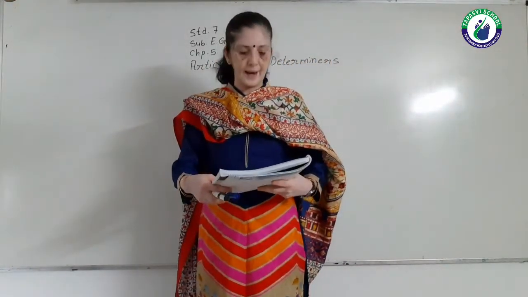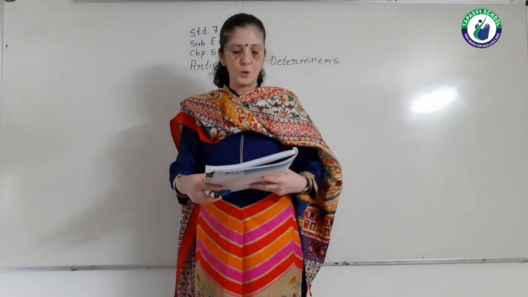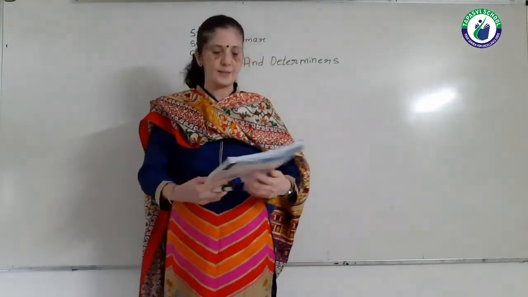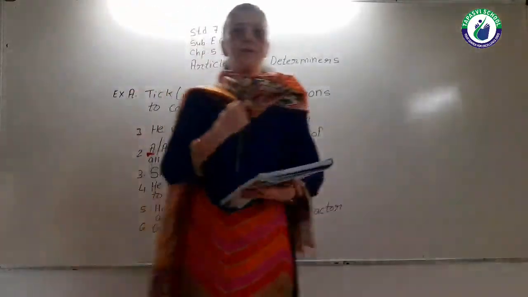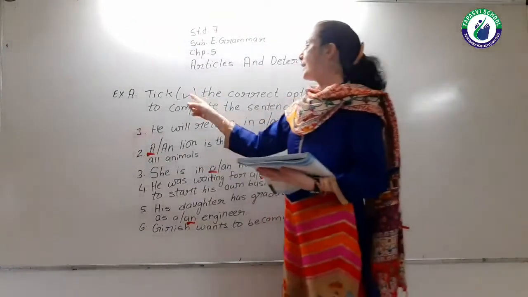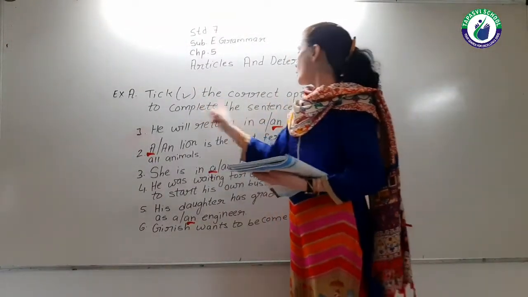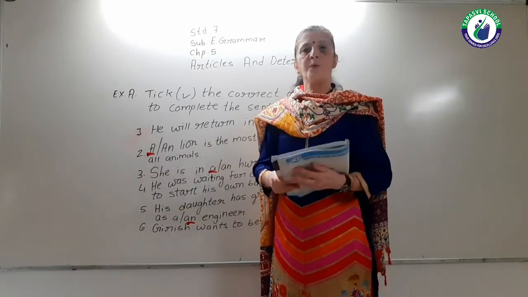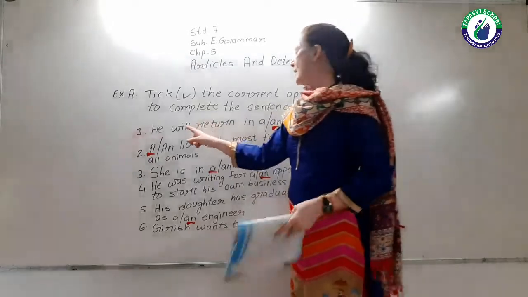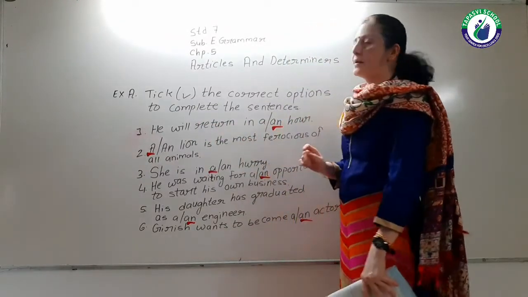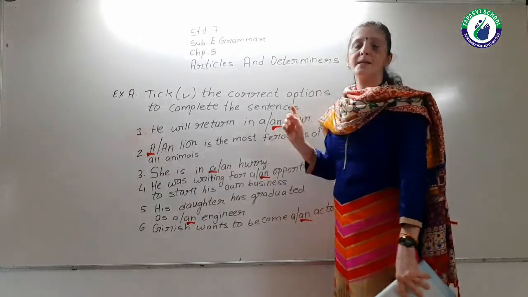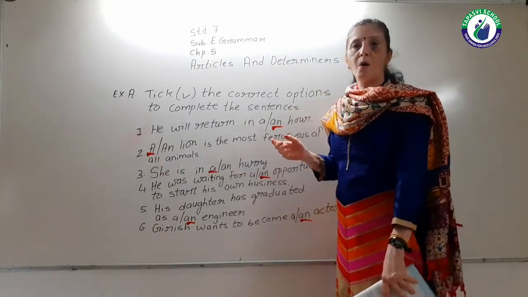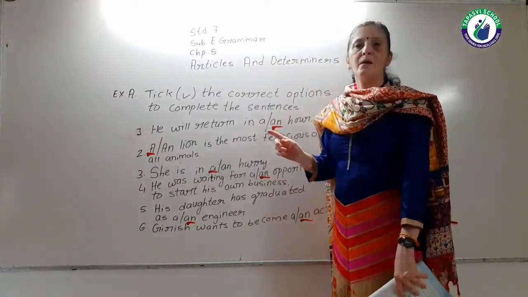Now exercise A. Tick the correct options to complete the sentence. Here you have to tick the correct options. Now students, let's do exercise A. Some options are given and we have to mark them. First one, he will return in an hour. See, H is silent, started with a consonant, but its sound is of O, right? So we have to write "an" before it.